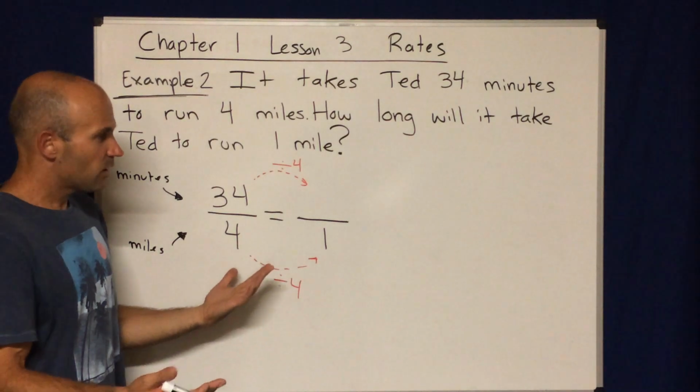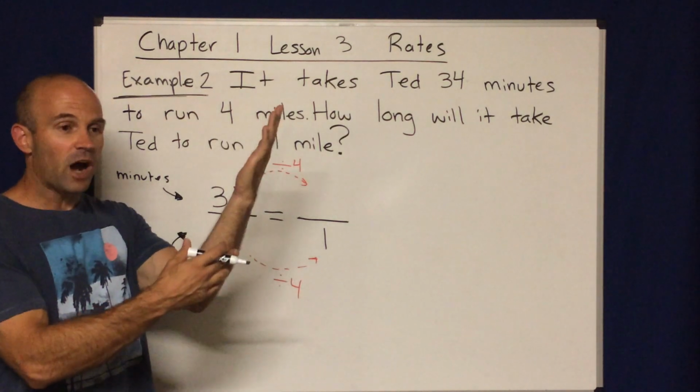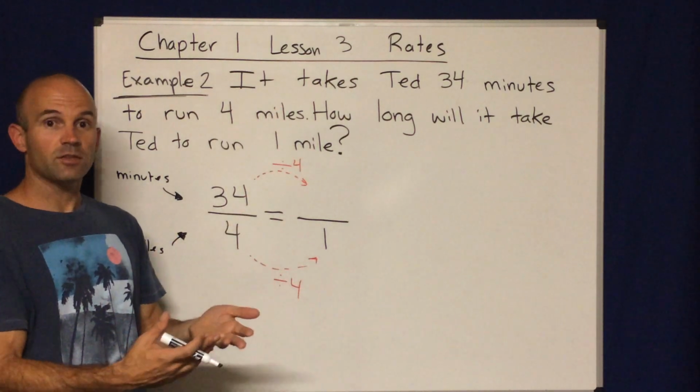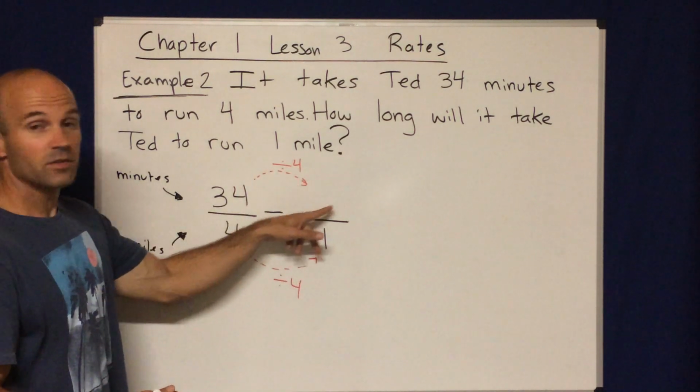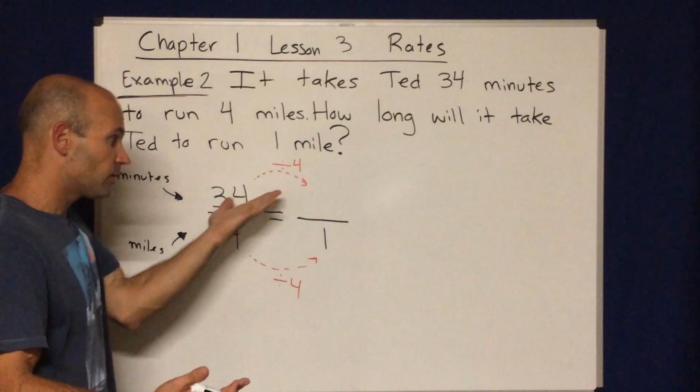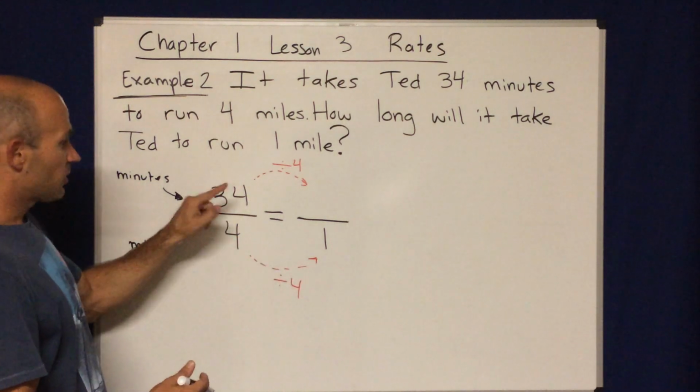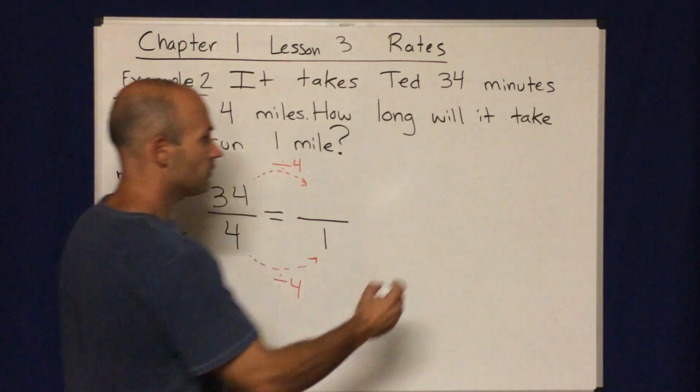A can of soda doesn't always cost a whole number of dollars. Sometimes a can of soda might cost half a dollar or 50 cents. So it's allowed that this number is not a whole number. So let's go off to the side and figure out what this number should be. So I'm going to take 34 and divide it by 4.